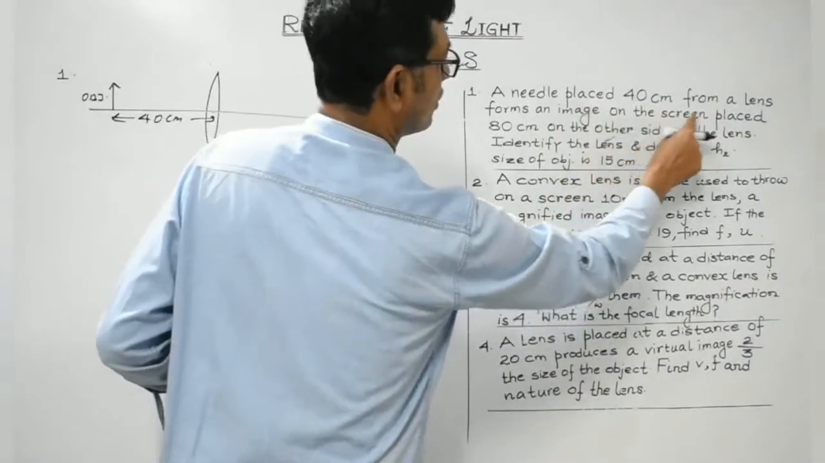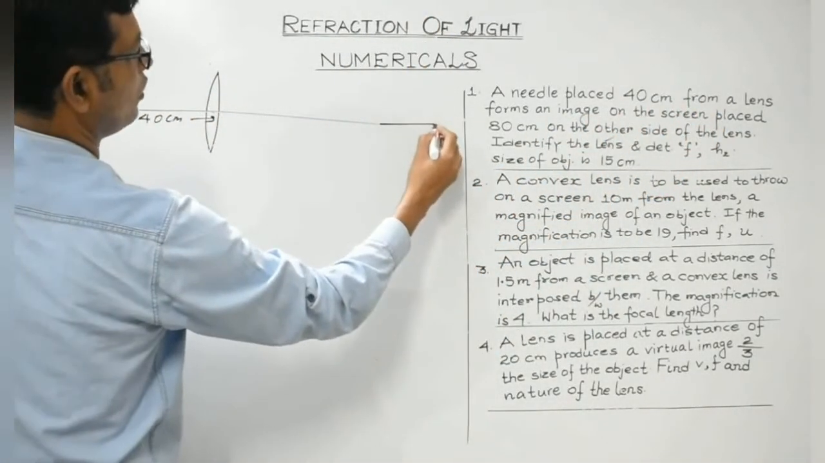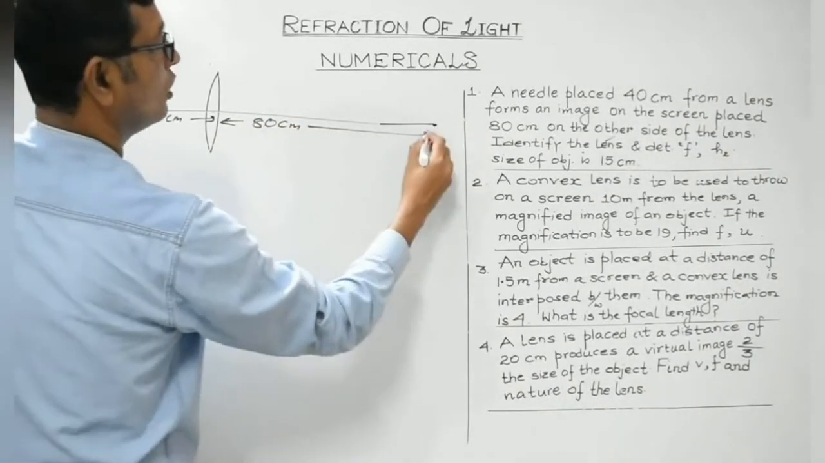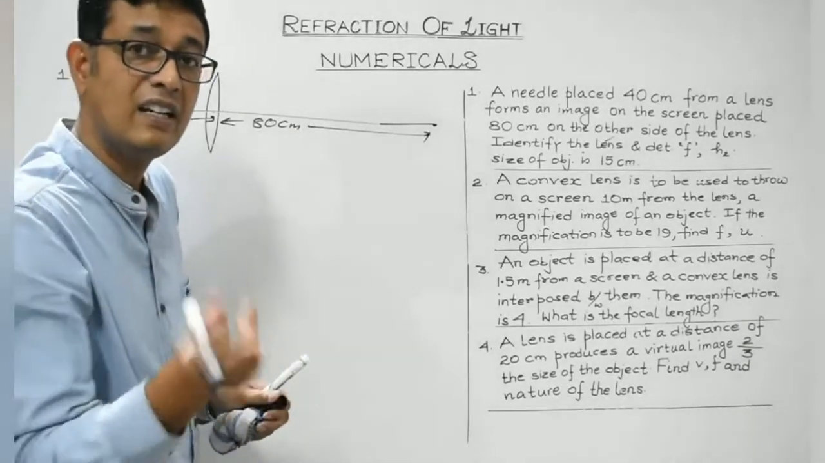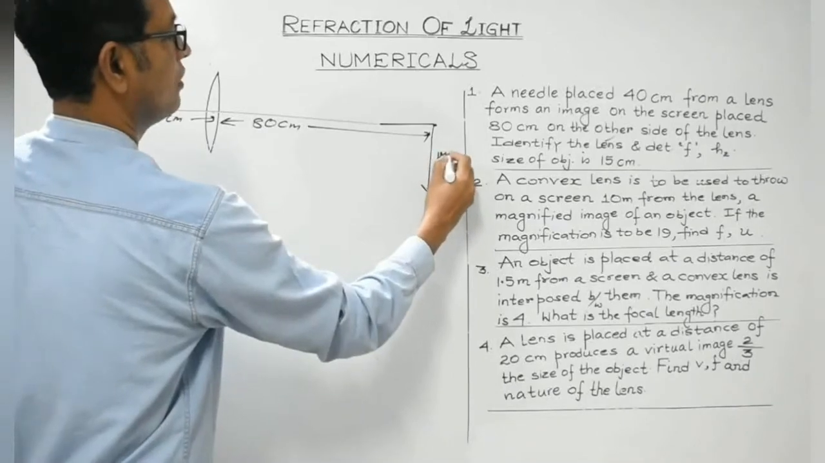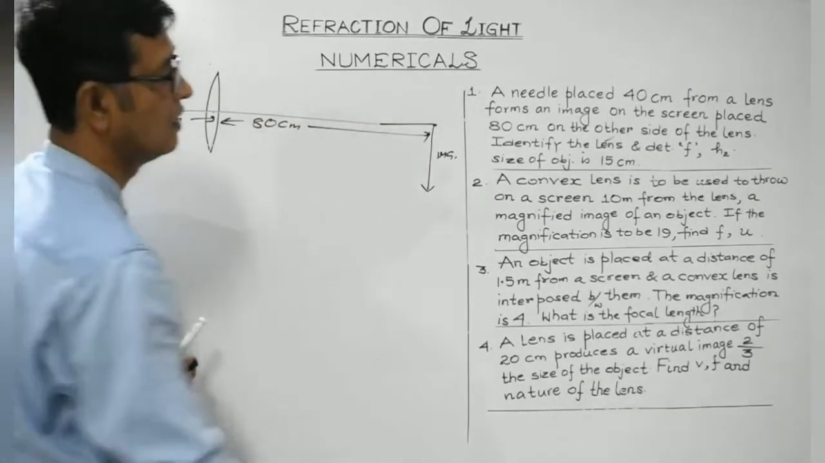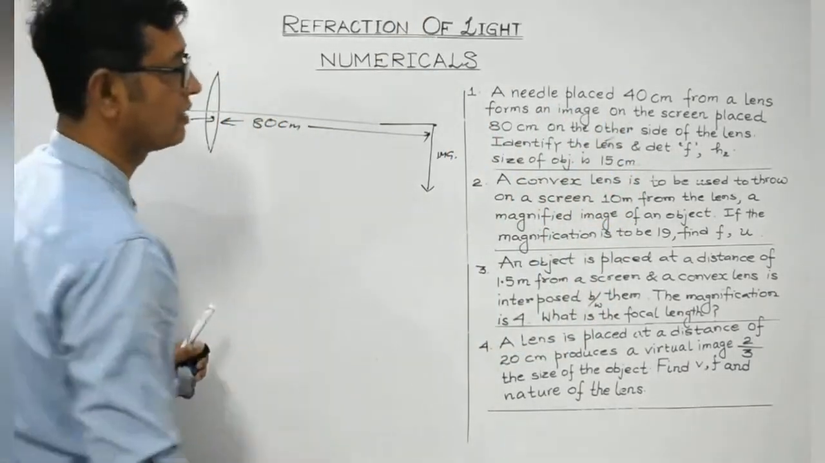Forms an image on the screen placed 80 cm on the other side of the lens. Here the image is formed at a distance of 80 cm on the other side. Now, since the image is real and inverted, it will be like this. This is the image. Just draw a rough ray diagram for your reference. Identify the lens. This we have done. It's of converging nature, a convex lens.